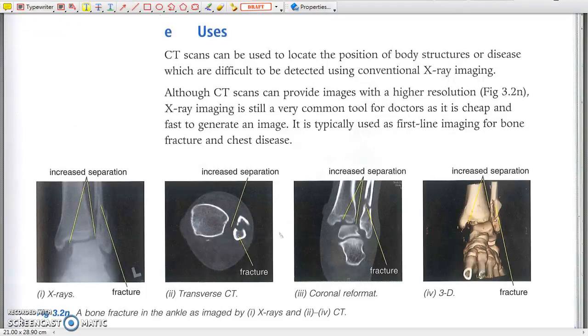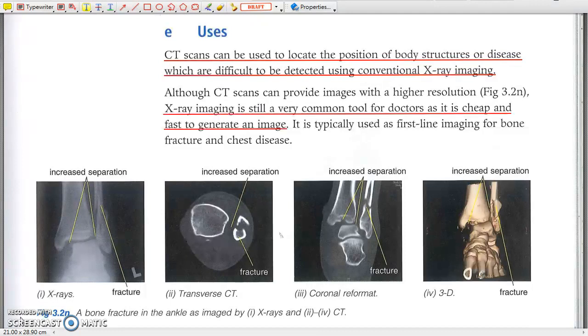E. Uses. Due to higher cost, a CT scan is conducted usually only when the X-ray images fail to supply the necessary structural information to locate the abnormality. Nevertheless, as mentioned above, X-ray imaging is cheap and fast, and the equipment is less bulky and more easily available, and the patient's exposure to radiation is also less. These reasons explain why X-ray panel imaging is typically used as first-time imaging for bone and chest diseases.